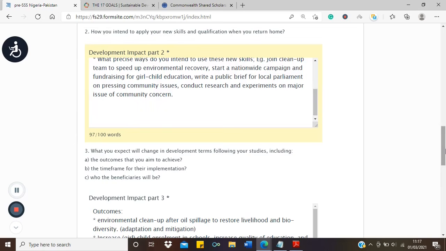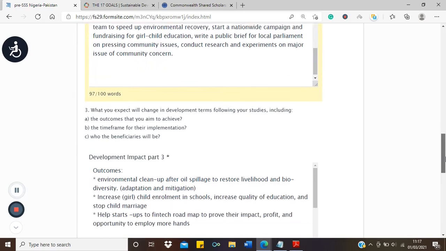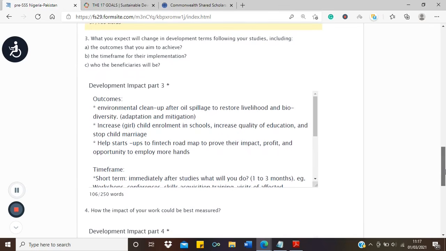So let's move to the third essay. The third essay is about what you expect to change in development terms following your studies, including A, the outcomes that you aim to achieve, B, the time frame of the implementation, C, who the beneficiaries would be.